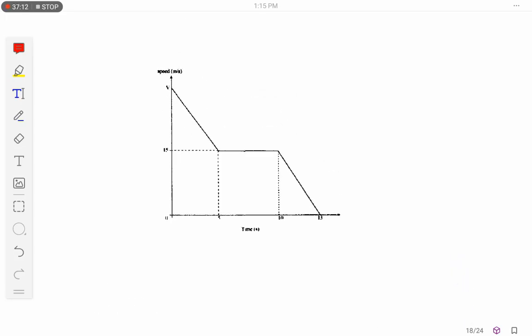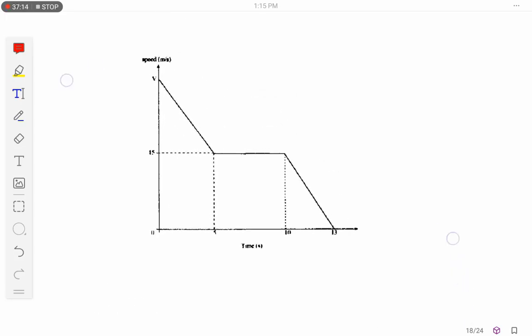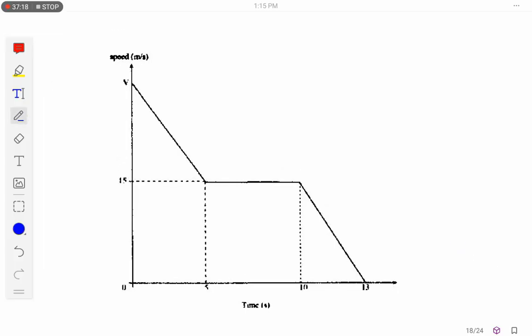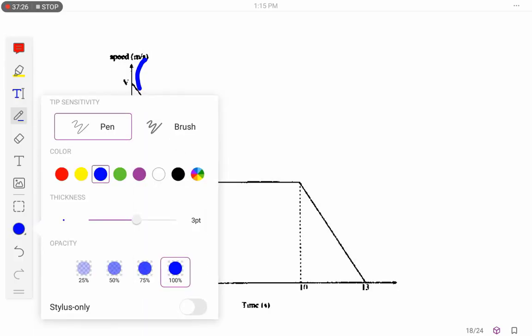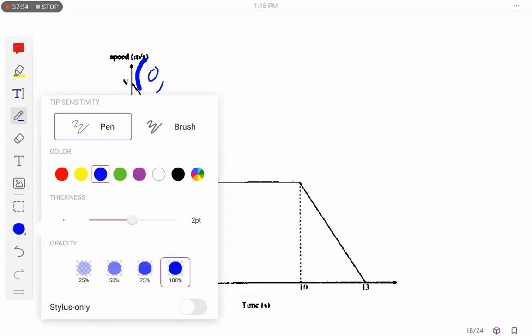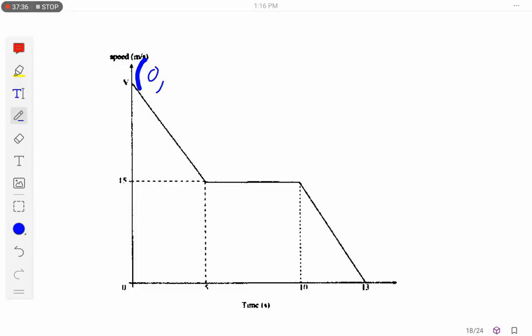Okay, so what I can do for this one, let me just zoom in a little bit. I can say at this point here, I've got my x value. Let me just reduce here. My x value is 0, and my y value is v there, like that.